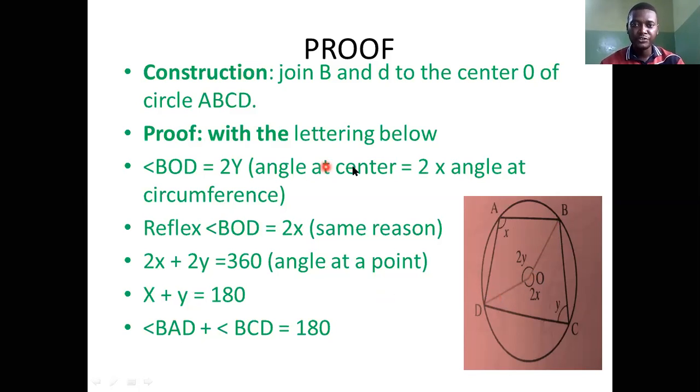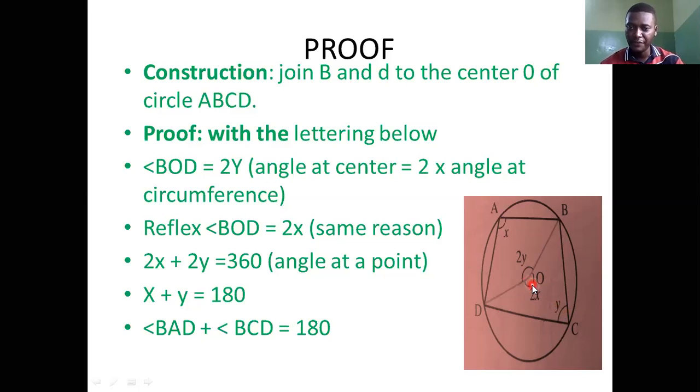Now, prove with the lettering below. Angle BOD is equal to 2y. This is angle BOD. How is it 2y? From our previous theorem, theorem 2. In theorem 2, we said that angle at center is twice angle at circumference. This angle at circumference is this angle C. So if you multiply y by 2, you get this angle here.